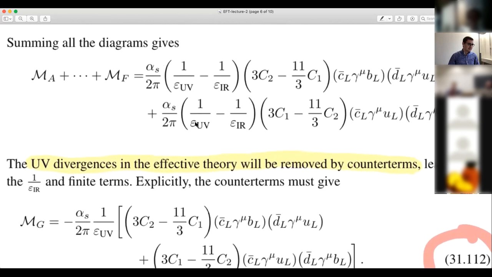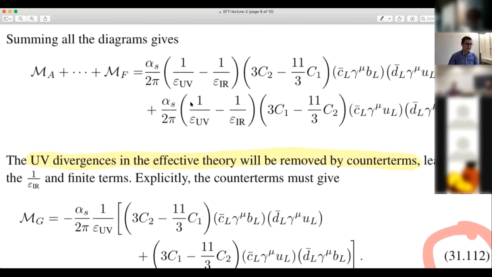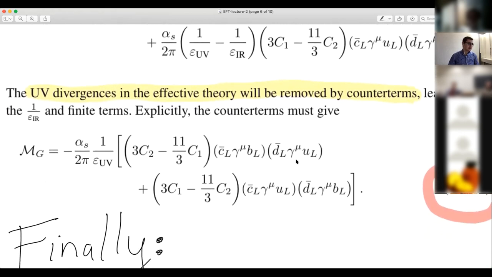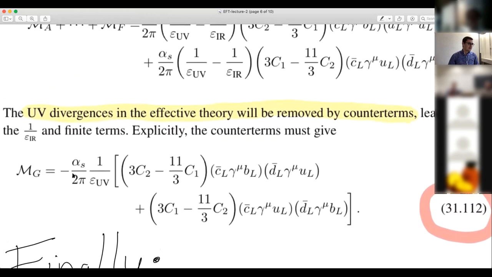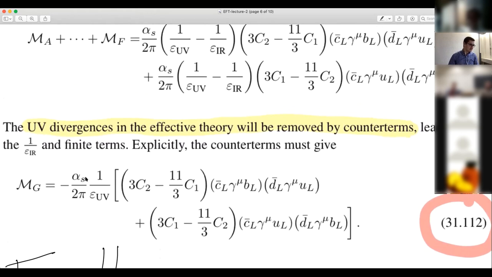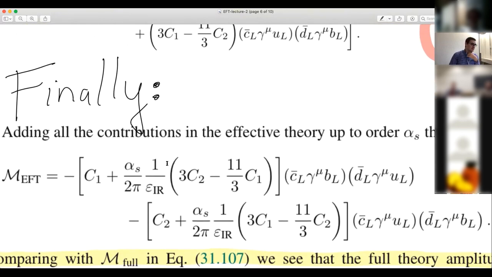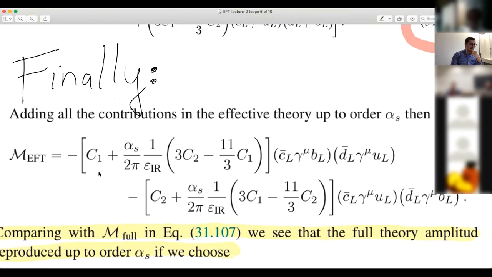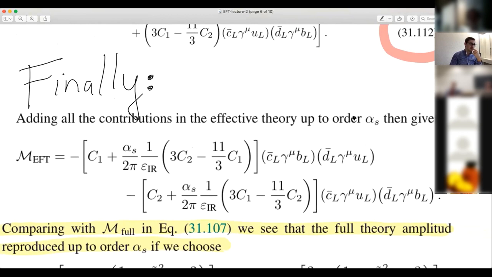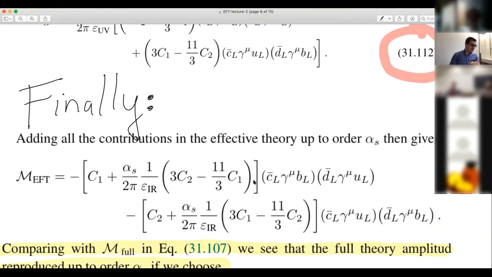So you can see that this is divergent. So we need to remove the UV divergence by the counterterm diagram. So this is the counterterm diagram. So how did we get this? Well, it's the MS-bar renormalization scheme, which means a certain prescription for how to remove the divergence. And when you sum up this and the amplitude up there, you don't have any more the UV divergence. That's how this was engineered, okay? So when you sum up the two, this is what you get. This is the matrix element of the effective theory up to order alpha_s, in terms of the Wilson coefficients, this is operator O1 and this is operator O2.